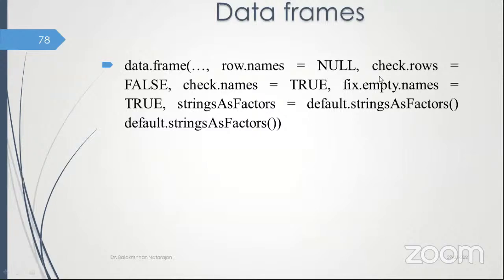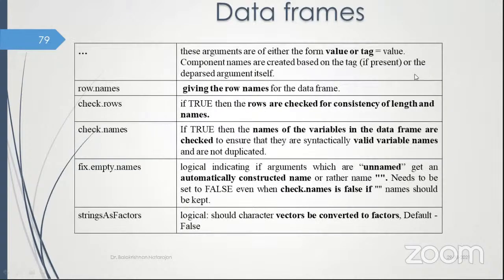Here, if you give check names true, accordingly you have to go with specific names for the rows, and you can check that. I'll show the next one, and you can understand. The dot operator means that it can be a value or a tag, and row names gives you the names of the rows. Check rows, if it is true, means rows are checked according to their length and names.